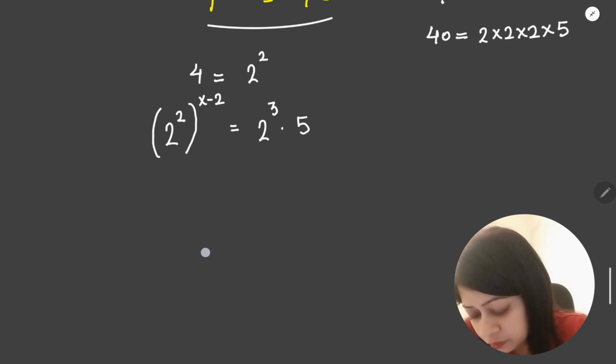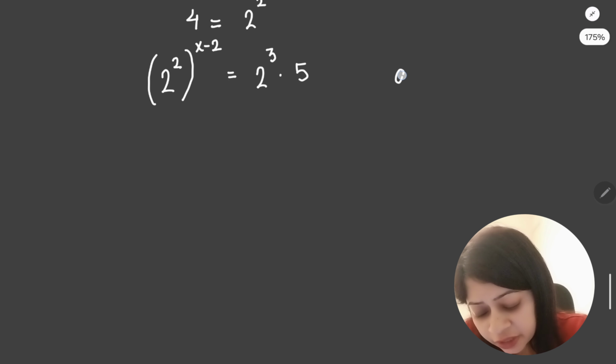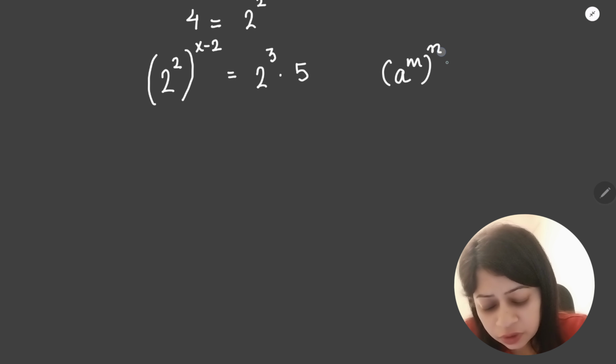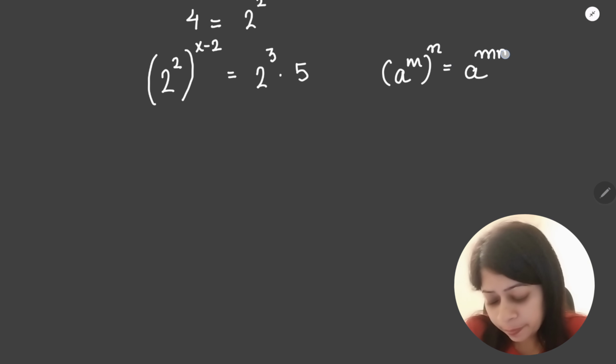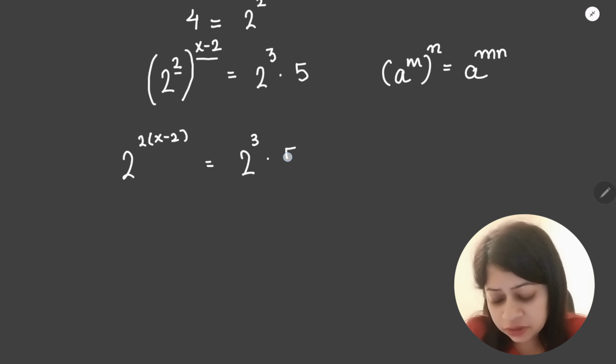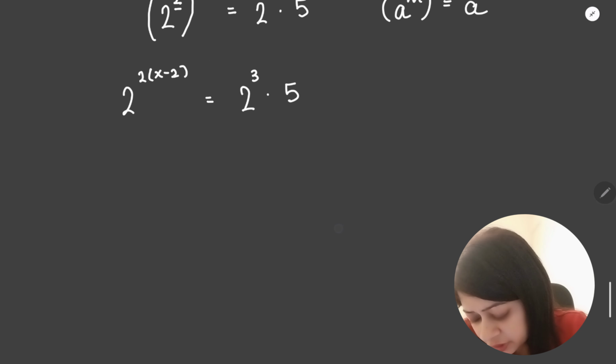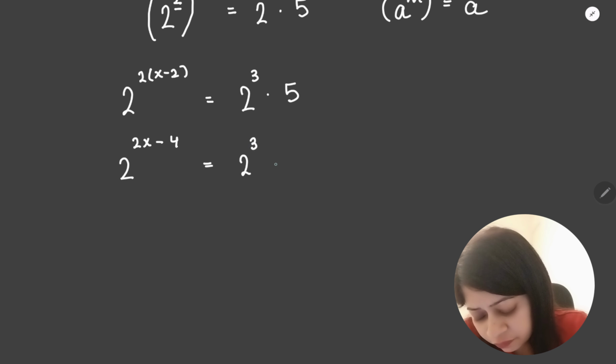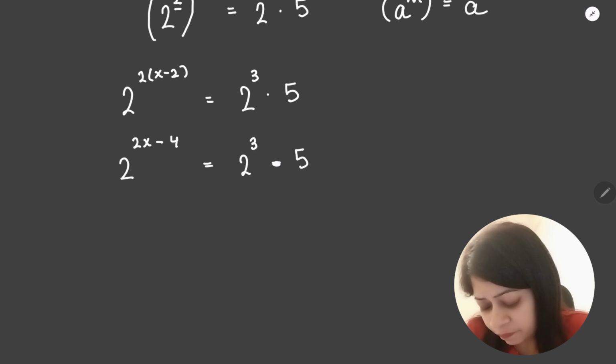Okay. Here a raised to power m raised to power n is equal to a raised to power mn. That means here the powers will get multiplied. We will get 2 multiply x minus 2 is equal to 2 cube times 5, right? Now we will get 2 raised to power 2 multiply x, 2x, 2 multiply 2 is 4, is 2 cube multiply 5, right? Okay, here 2 raised to power 2x minus 4.